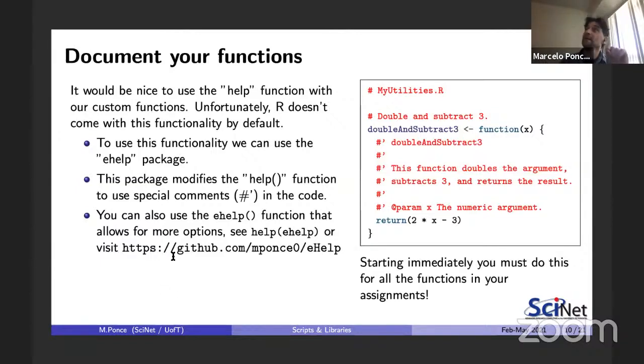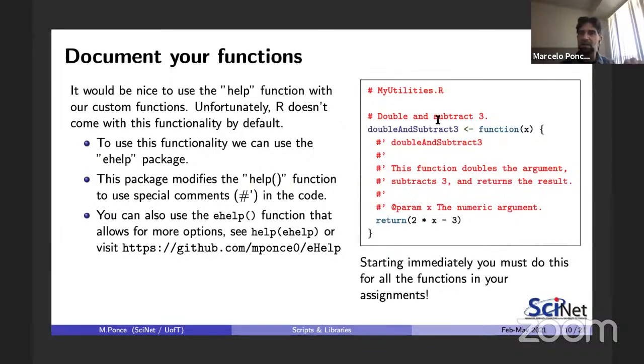So for documenting functions, R unfortunately doesn't have any built-in functionality. So for that, we're going to use an additional package called ehelp. And what ehelp does is, after you define a function, you can decorate the function with this hashtag and single quotation mark symbol. And these comments are now special comments related to the functionality of the function.